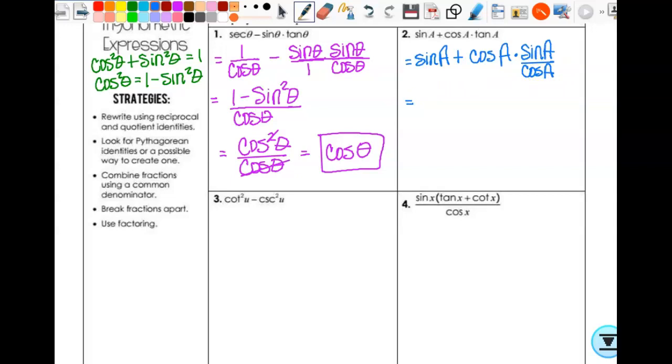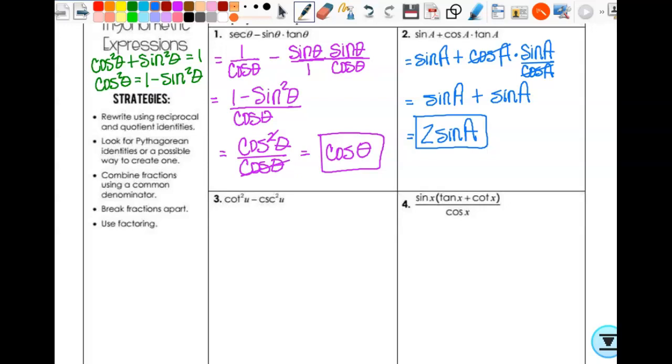Do you see anything I can reduce? Yes. I can cancel out those cosines. So this leaves me with sine of A plus the sine of A. And what's the sine of A plus the sine of A? 2 sine A. Okay. What questions do you have? Anything? Just like anything else, this will get smoother the more you do them. You'll kind of understand the thought processes behind them and whatnot.